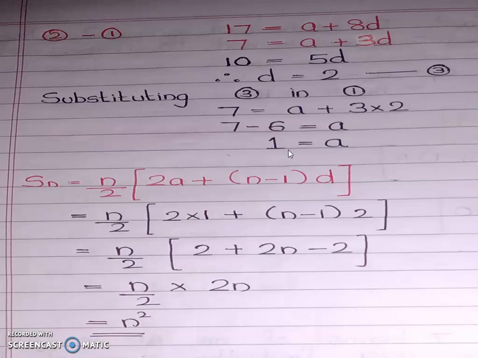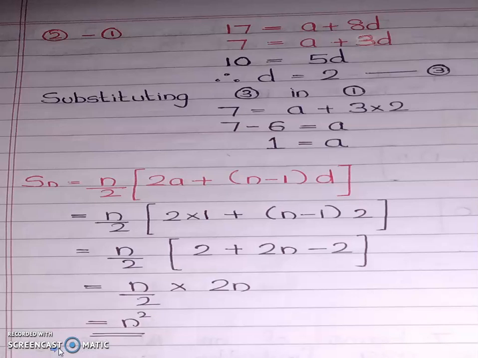Now you got 1 as first term, 2 as common difference, and you are asked to find the sum of n terms. So what will you do? You will put n as such and substitute the value of first term and common difference. n by 2 into 2 plus n minus 1 into 2. Removing the bracket, 2n minus 2. 2 minus 2, 0. So what will you get? n by 2 into 2n. 2 and 2 get cancelled. n into n, n square. Clear?